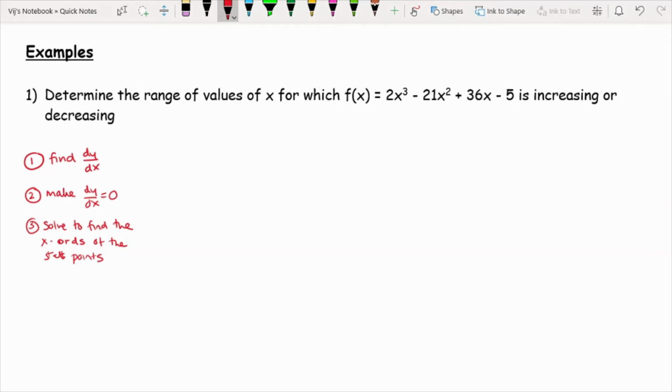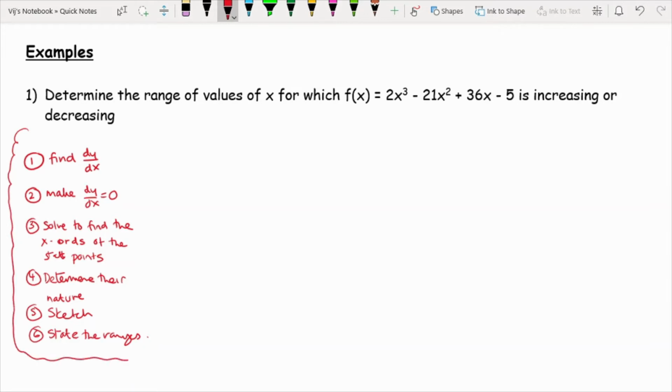And then what we need to do is determine the nature. So determine their nature, and then once we do that, although it's quite optional, sketch, and then step 4 is state the ranges. Like I said, feel free to skip some of these stages when you are working through questions on this topic, but generally speaking, that's usually the 6 things we need to do. So let's have a look at applying this to this particular question.